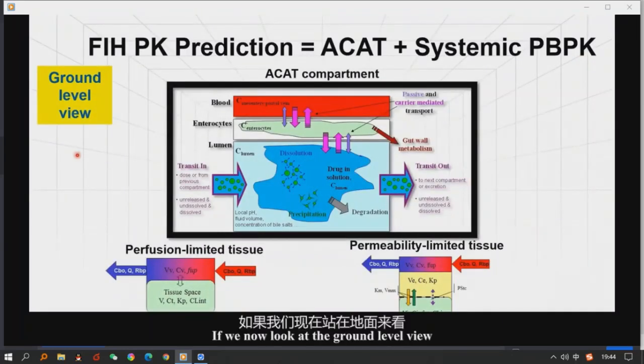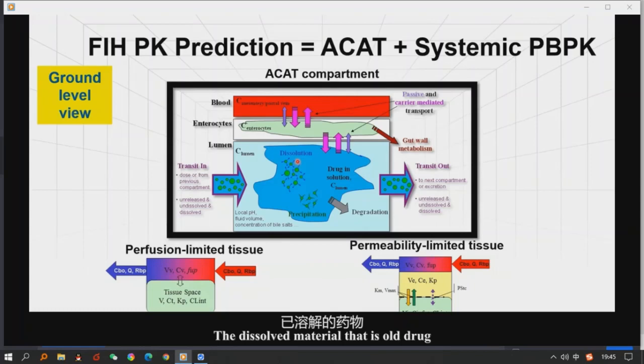If we now look at the ground level view of the PK model for a first-in-human prediction following oral administration, we will look at the individual ACAT compartments. And here we see transit in of the drug. This could be as unreleased, undissolved, or dissolved material into the lumen of the particular compartment that we're focusing on. The undissolved material may dissolve. That dissolved material could precipitate or could be degraded. Both the undissolved and the dissolved material could transit out of this compartment into the next GI tract compartment.